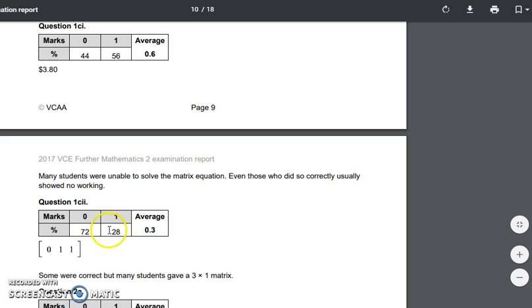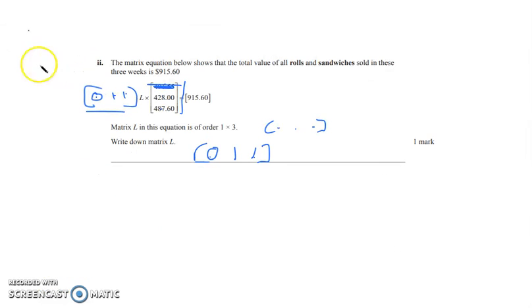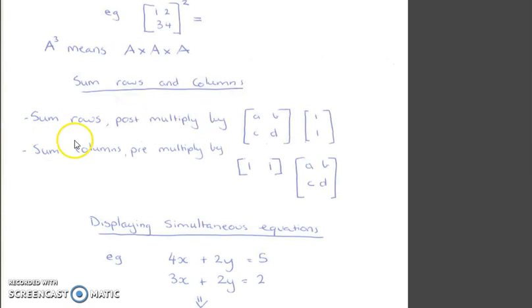Looking at the assessor's comments here, only 28% of the cohort managed to get this one correct, which is very, very low. I believe a lot of the students would have put a 111 to add this value up in the matrix. Hopefully this helps you identify how to use pre-multiplying and post-multiplying of values to sum rows and sum columns, and this should be something in your bound resource in your exam.